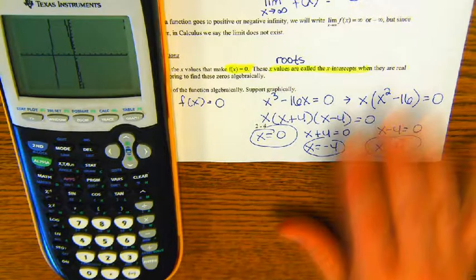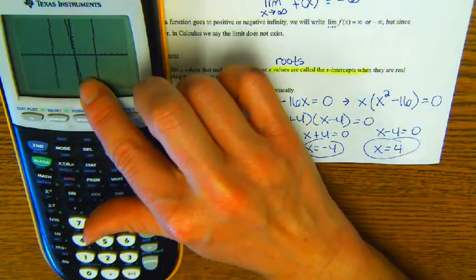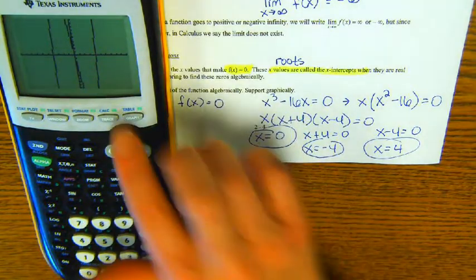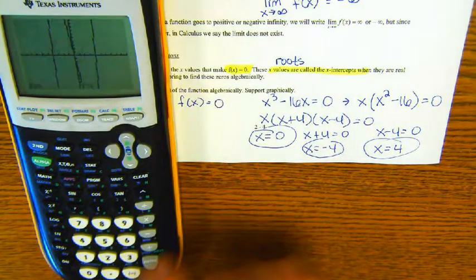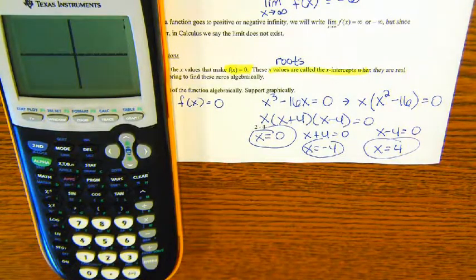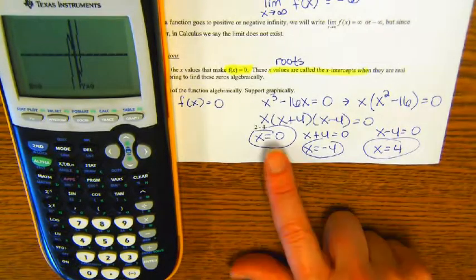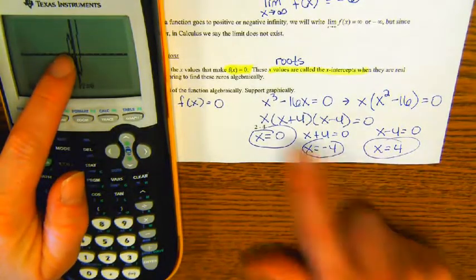Okay. Now, I don't know the tops and bottoms, right? I could zoom out if I wanted to, but oops, I just zoomed in. Okay, that's a little better. You can hopefully see they cross. Here's negative 4, here's 0, and x equals 4.